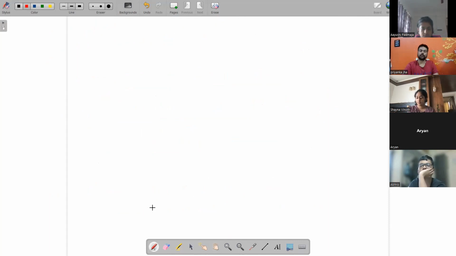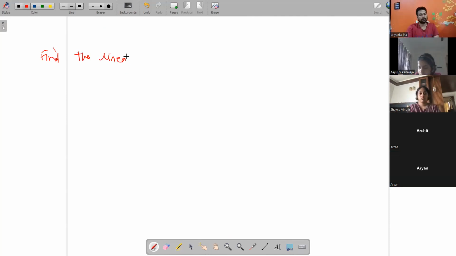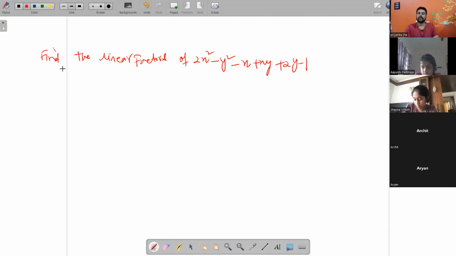Now, you have to write this formula a couple of times so that you can remember it. Now, let me take one question: find the linear factors of 2x squared minus y squared minus x plus xy plus 2y minus 1. The question directly asks you to find the linear factors, which means it must have them.